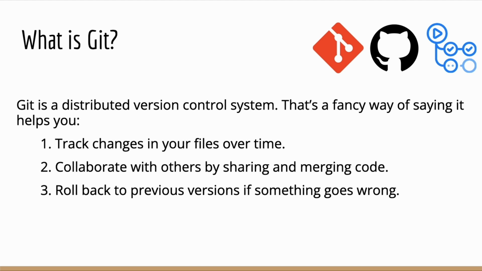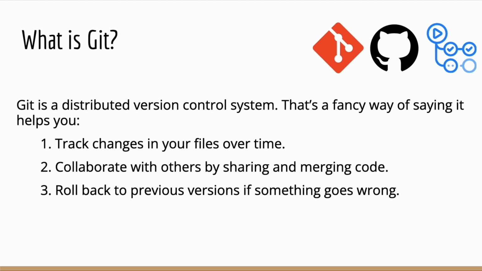So that brings us, of course, to the first question. What is Git? Git is a distributed version control system. Fancy words, but it's really just a creative way of saying that it helps you do the following. You can track changes in your files over time. You can collaborate with others by sharing and merging your code. And you can roll back to previous versions if something goes wrong. So let's explore these three ideas in just a little bit more detail.